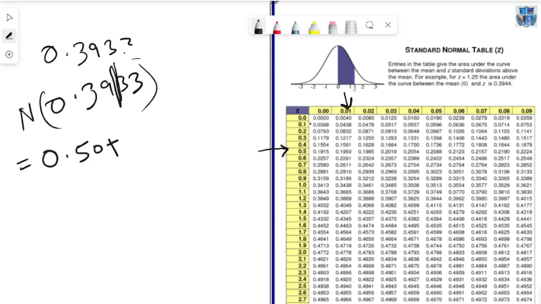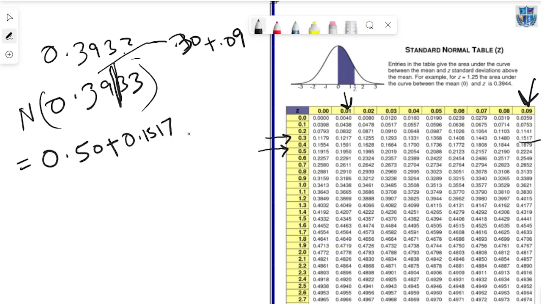How do you look that? You have to see in front of 0.3 and below 0.09. So it is 0.1517. Right? 0.39. How do you look into the normal distribution table? In front of 0.3 and below 0.09. First you will have to split this value into 0.30 plus 0.09. So you have to look in front of 0.3 and then below 0.09.